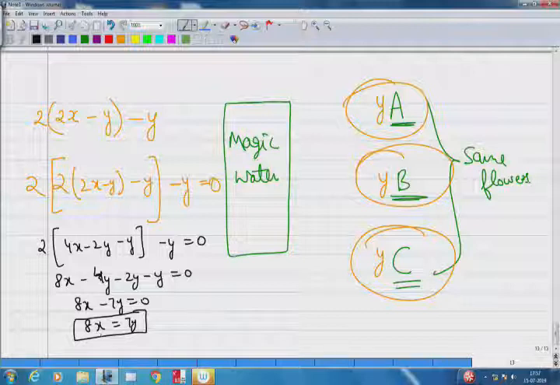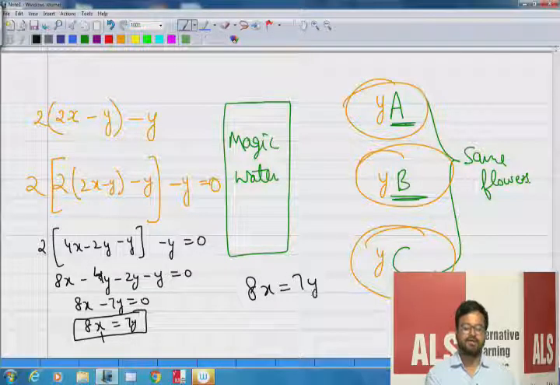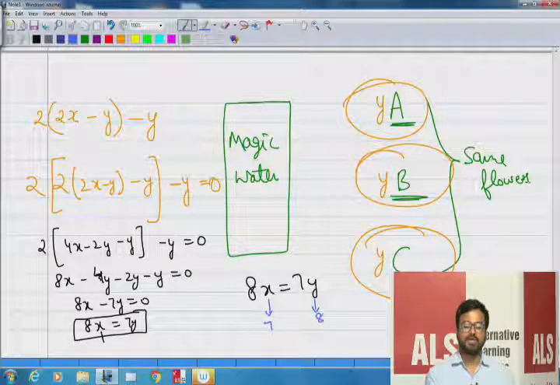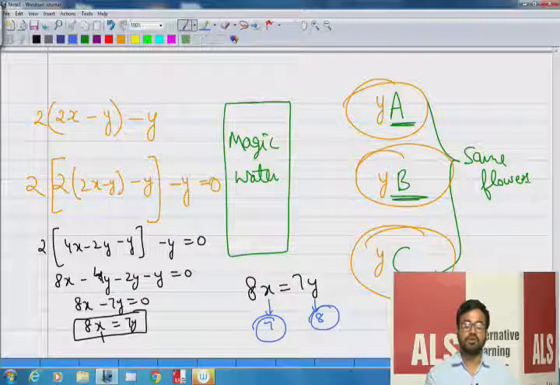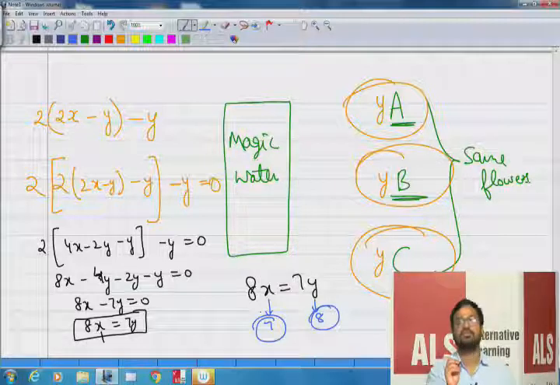So you can see, this is the equation, 8x is equal to 7y. When you put x is equal to 7 and y is equal to 8, 8 into 7 is 56 and 7 into 8 is 56. So the minimum value for x is 7. So he has 7 flowers with him initially, and he is giving 8 flowers to all the houses.